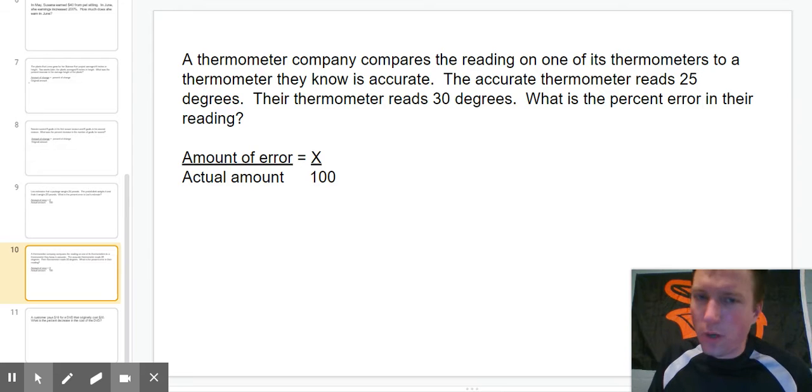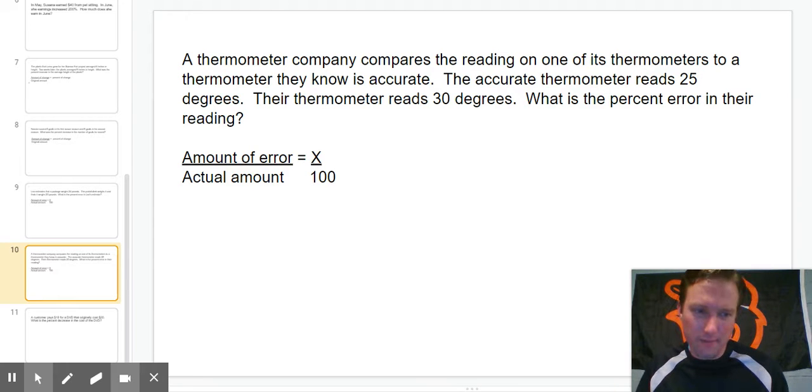I'm continuing to work with percent error. So let's take a look at a problem and then you will have some to work on your own. A thermometer company compares the reading of one of its thermometers to a thermometer they know is accurate. So we have a new thermometer and one we know is accurate. The accurate thermometer reads 25 degrees. Their thermometer reads 30 degrees. What is the percent error in the reading?